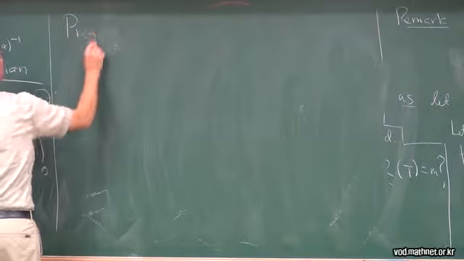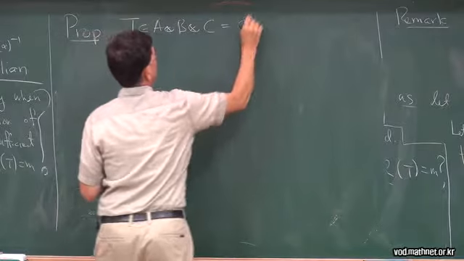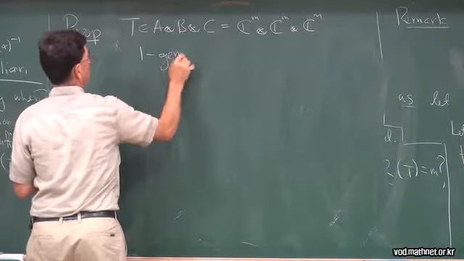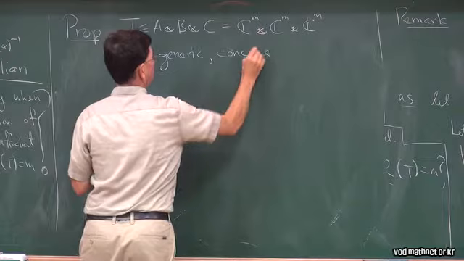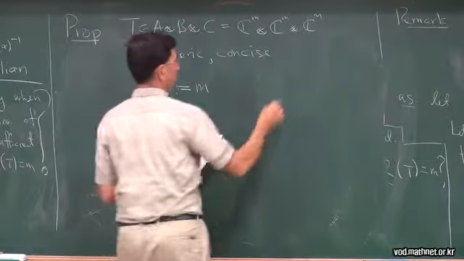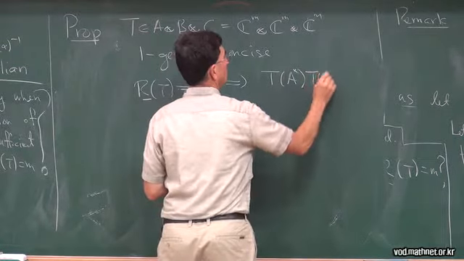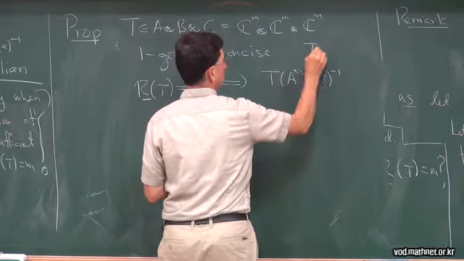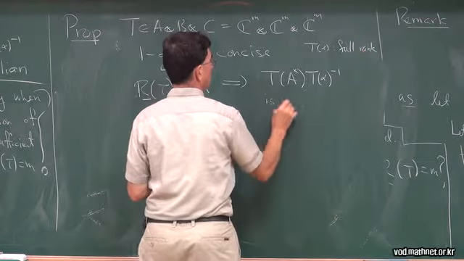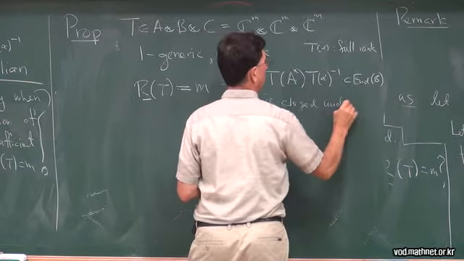So, proposition. T in A tensor B tensor C, which is now C^m tensor C^m tensor C^m, 1A generic, concise, border rank of T equals the minimum possible, M. Then this subspace T(A star) T(alpha) inverse, where alpha is full rank, is closed under composition.